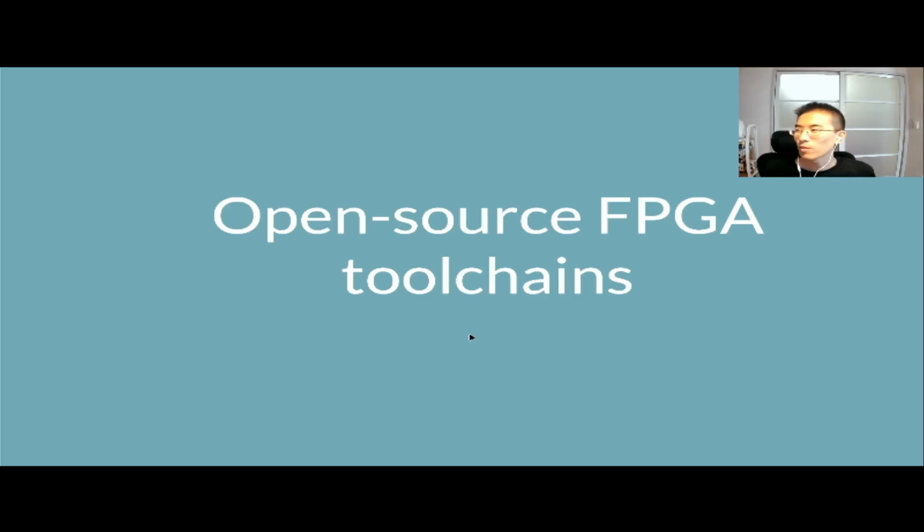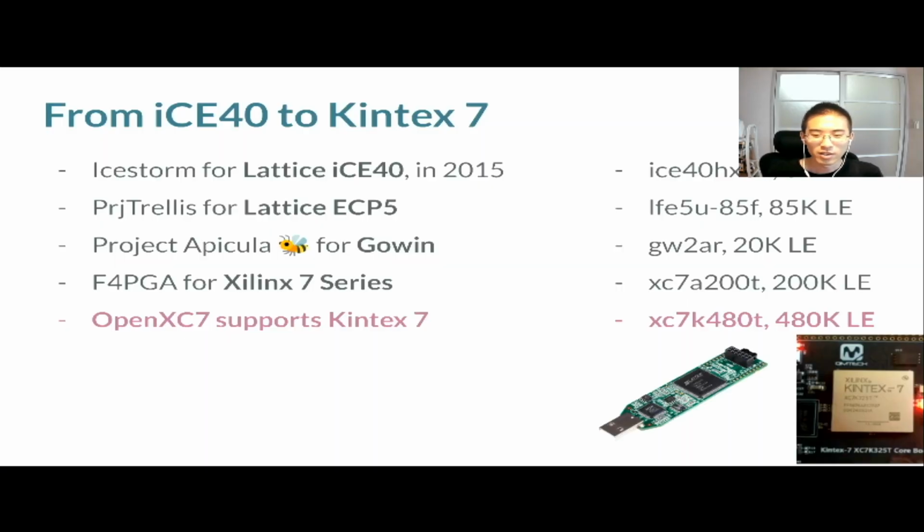First, about the open source FPGA toolchains, it's been about 10 years since the first toolchain, IceStorm, was invented for Lattice iCE40, and at that time it supported the very small FPGA family of iCE40 with only up to 8K logic elements. Then there came ECP5, and there is Gowin, which supports this Gowin family. They have a cheap price and up to maybe 20K logic elements.